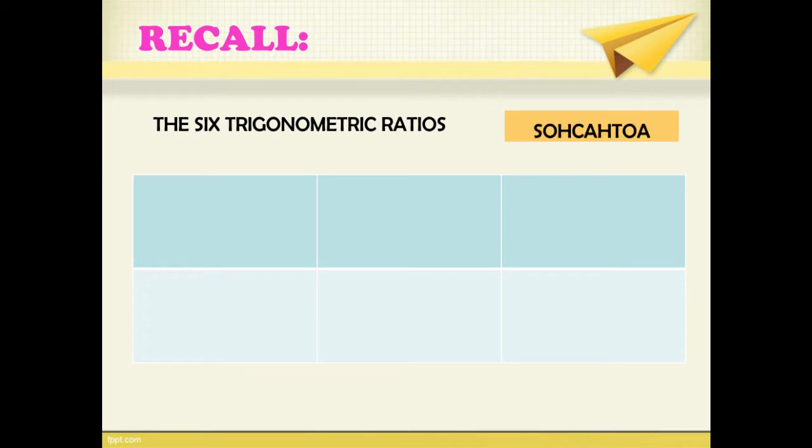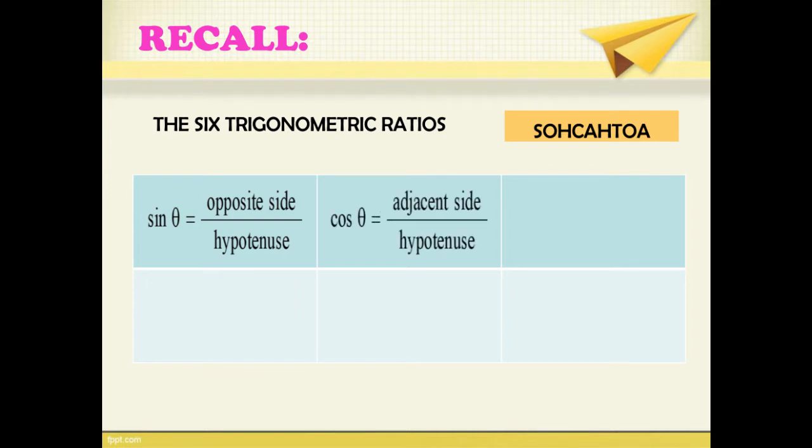Now, recall also the bridging topics that we have discussed when we met a little less than 2 months ago. So, let's recall the six trigonometric ratios. Again, remember the mnemonic SOHCAHTOA. Sine theta is equal to the opposite side over the hypotenuse. Cosine theta is equal to adjacent side over the hypotenuse. Tangent theta is equal to the opposite side over the adjacent side.